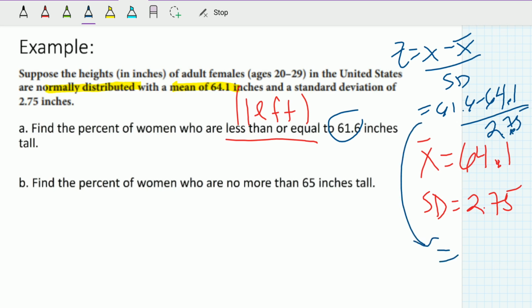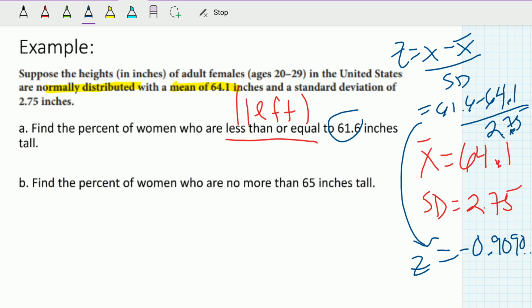All right, so we bring that down, and what is that equal to? Remember, this is the z-score. So now this is totally calculator time. All right, so let's see. It is 61.6 minus 64.1, and then that all over 2.75. And so there you go. The answer is a really, really long decimal. So it's negative 0.9090, and then it just keeps repeating.